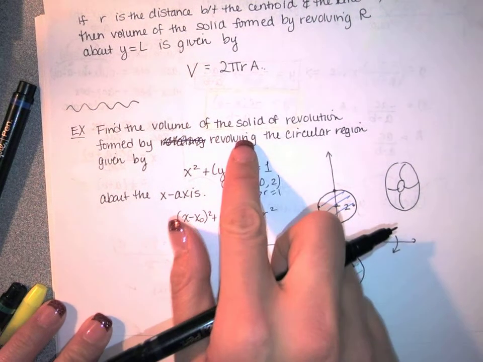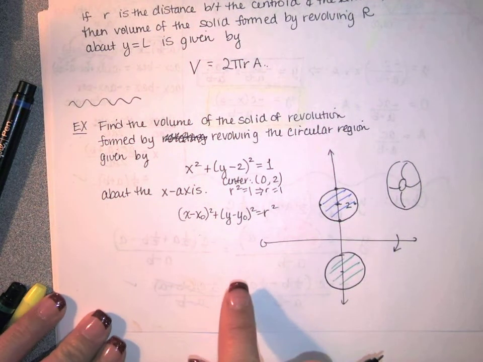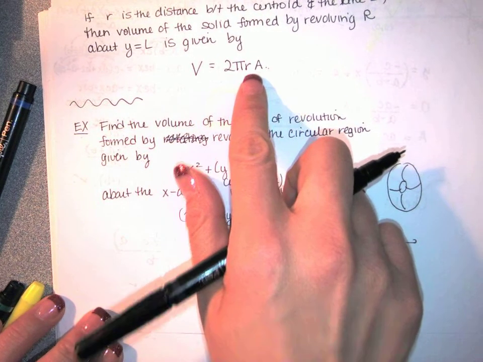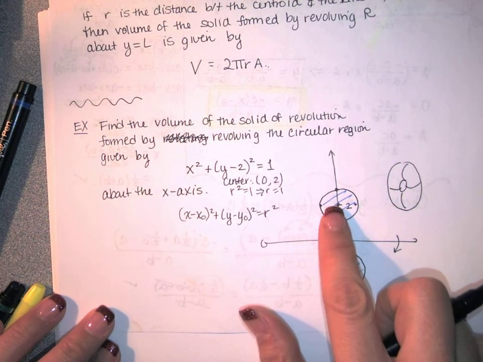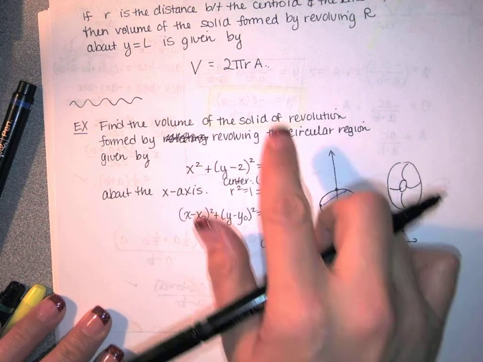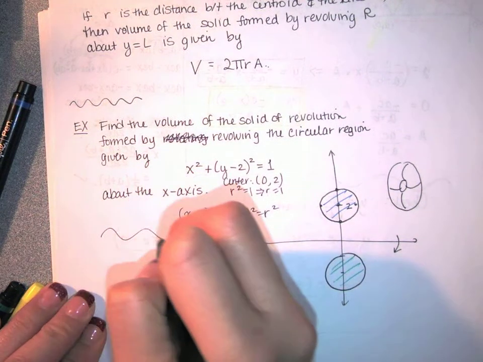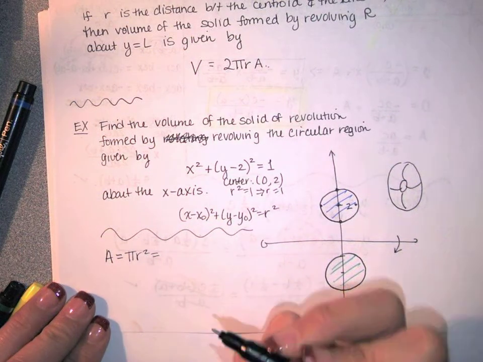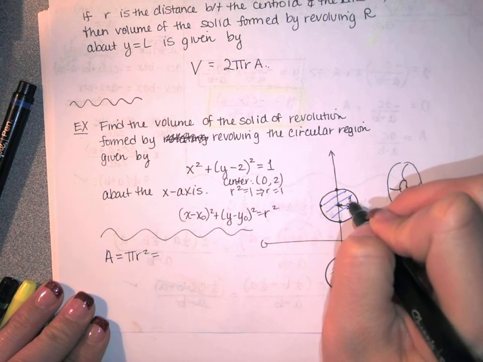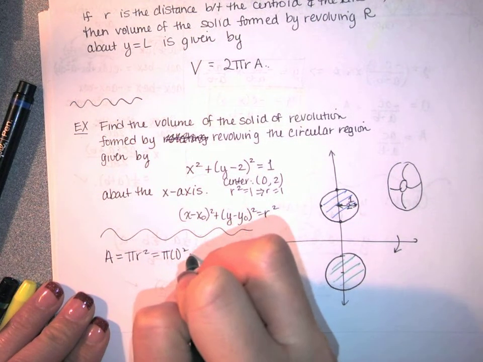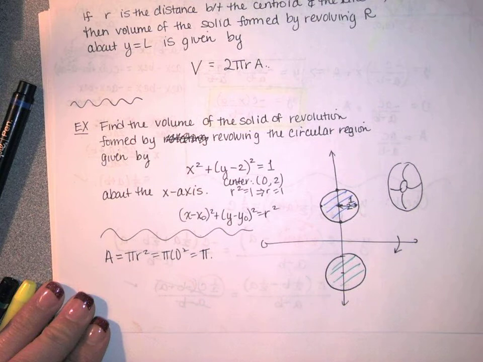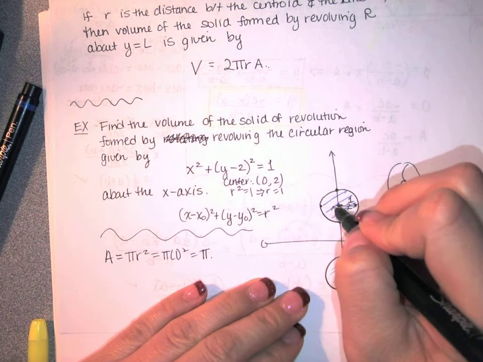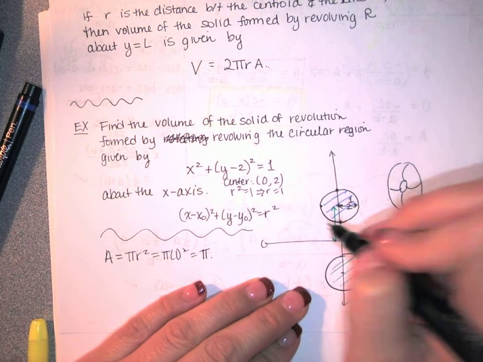Well, according to this, the volume of the solid of revolution is given by 2 pi times r, where r is the distance from the axis to the center of mass, or the centroid of your region, and then you just multiply by the area. Well, this is easy, guys. Area is just pi r squared for a circle, and that radius was 1. So we just get pi times 1 squared, so our area is pi. And the distance from our center of mass, which is the center of the circle, to the axis is just 2.